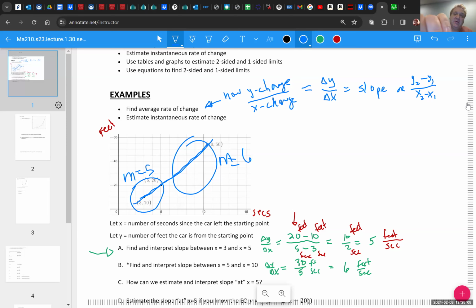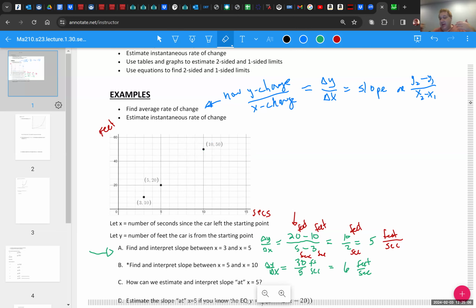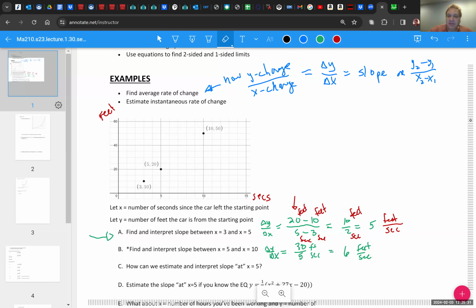So we need to be a little careful with using graphs to make conclusions. We need to use graphs to help us, but calculations are really going to be important for us to give definitive evidence whether something is linear or not. All right, so it's not linear. Okay, fine. What are we going to do about trying to interpret the slope at 5? Right now, I'm in example C.